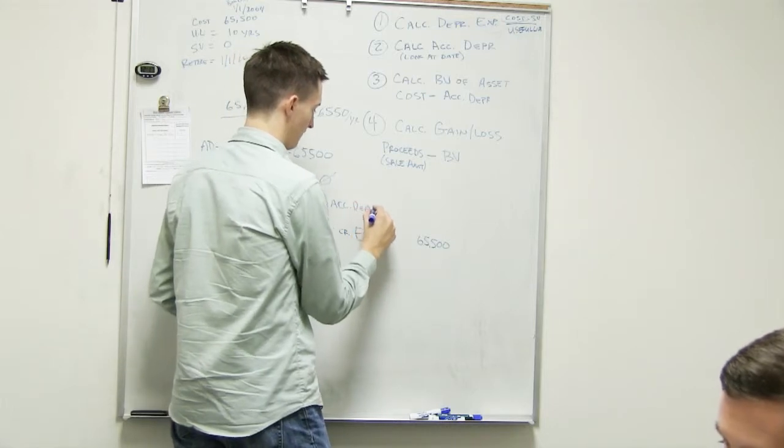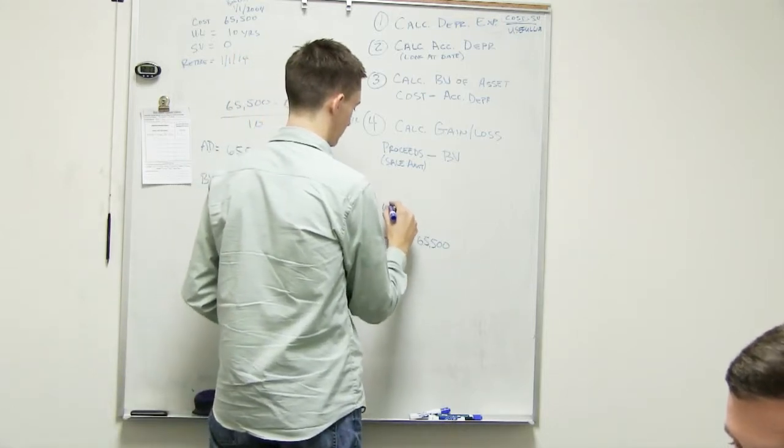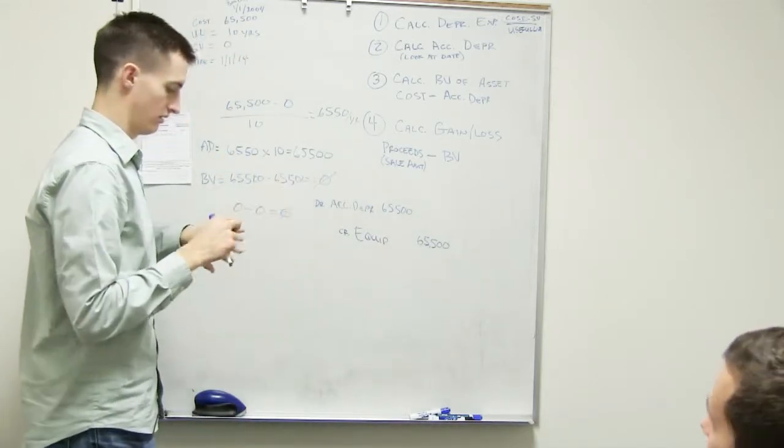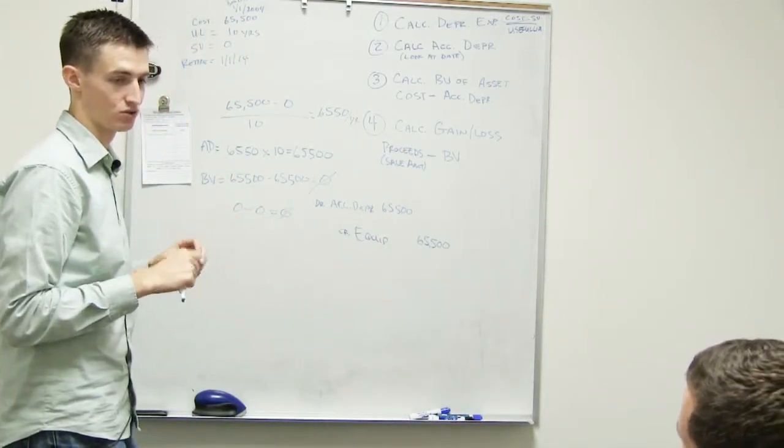Right. That's going to be the 65,500 as well, right? Because that's what we calculated it out to be. Mm-hmm. That makes sense. Okay, this one's really easy.